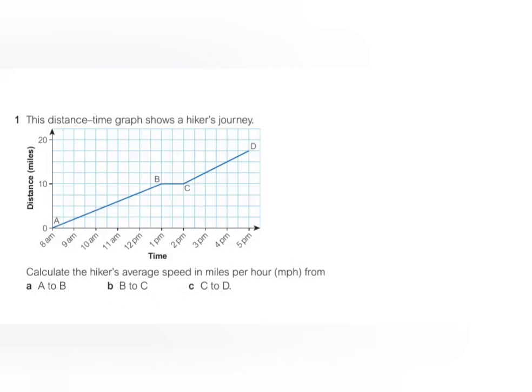First, we have to understand that speed equals what? Speed equals distance divide time. So we have to understand this. So speed equals distance divide time, like this. This is the formula that we're going to use to answer this question. We're going to find the speed of the hiker using this formula. So speed equals distance divide time.